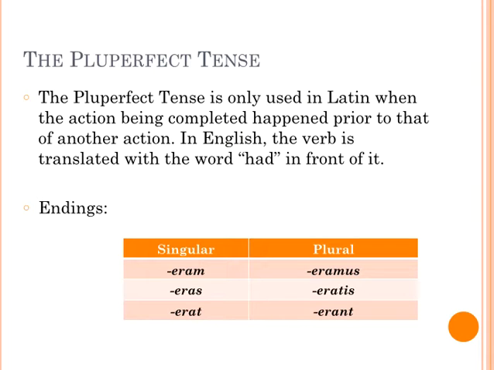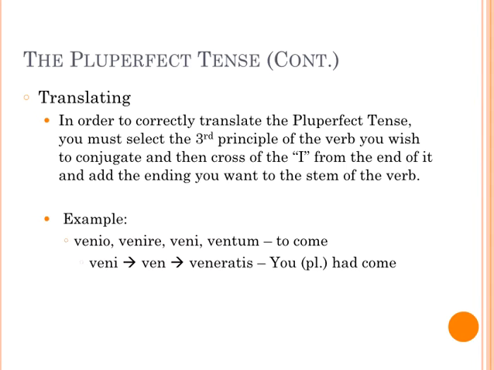The pluperfect tense. The pluperfect tense is only used in Latin when the action being completed happened prior to that of another action. In English, the verb is translated with the word had in front of it. The endings are as follows: eram, eras, erat, eramus, eratis, erant.